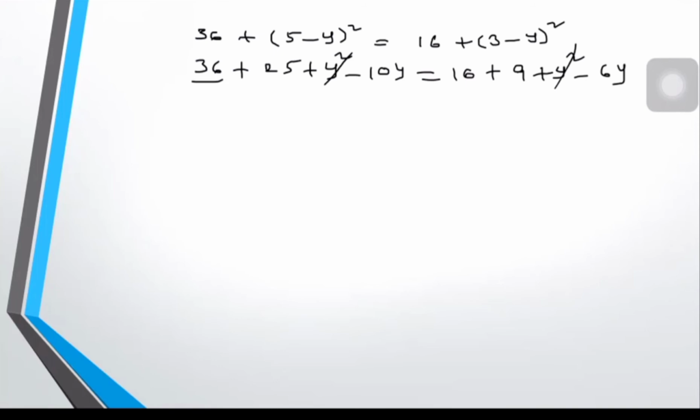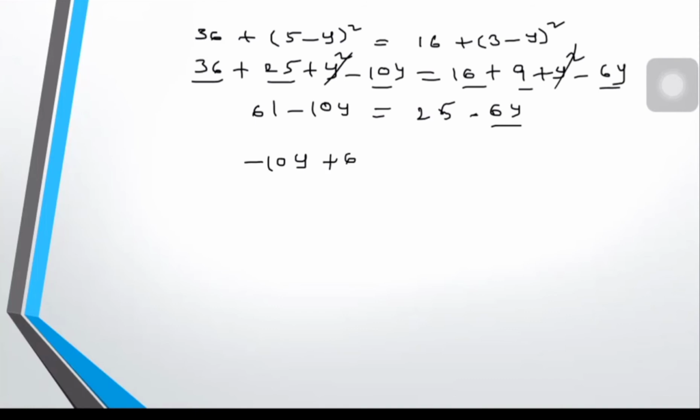36 plus 25 is 61. Here minus 10y is equal to 16 plus 9 is 25 minus 6y. Now minus 10y, bring this minus 6y to the left hand side, then minus 6y will become plus 6y. Next here 25, this 61 will go to the right hand side, then 61 will become minus 61.